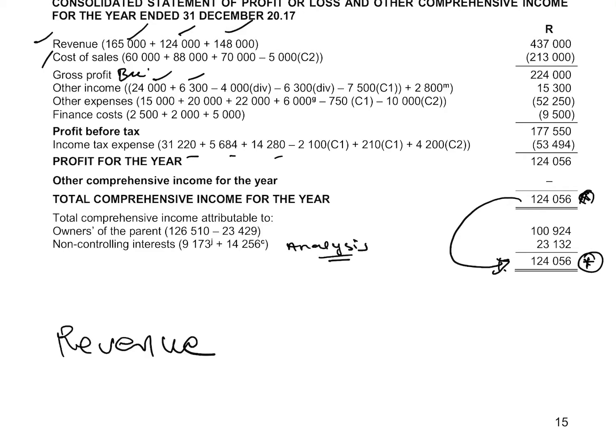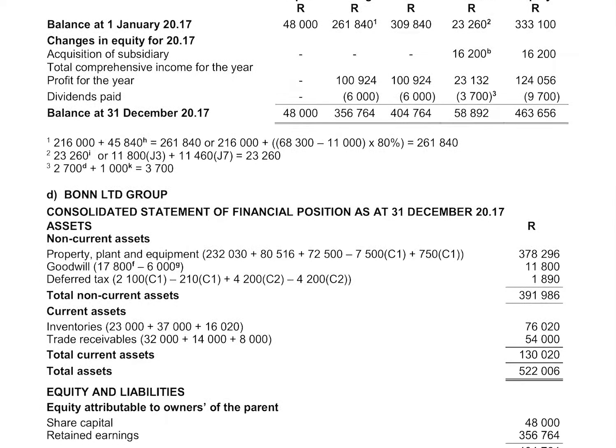Now let's go to the statement of financial position. You do the same thing again. Statement of financial position, you have your assets, your non-current assets, which is PPE. Then you have your goodwill, you have your deferred tax, non-current assets, you have your current assets, parent, subsidiary, and sub-subsidiary. Then trade receivables and inventories, you are just adding those companies in the group.